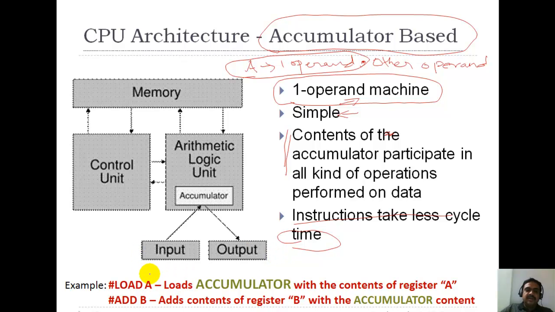For example, if you see here, load A loads the accumulator with the contents of register A. Add B adds the accumulator content with B, and the result is automatically stored in the accumulator.